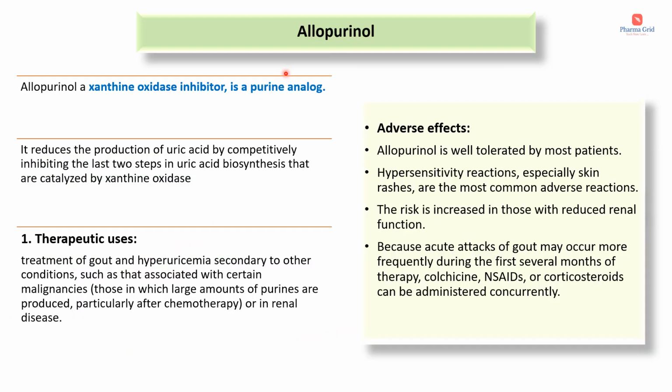Next drug is allopurinol, which is a xanthine oxidase inhibitor and also a purine analog. Then what is the mechanism of action? It reduces the production of uric acid by competitively inhibiting the last two steps in the uric acid biosynthesis. What are the last two steps? Purines get converted to hypoxanthine, hypoxanthine to xanthine, and xanthine to uric acid. Okay, so these two steps are catalyzed by the enzyme xanthine oxidase.